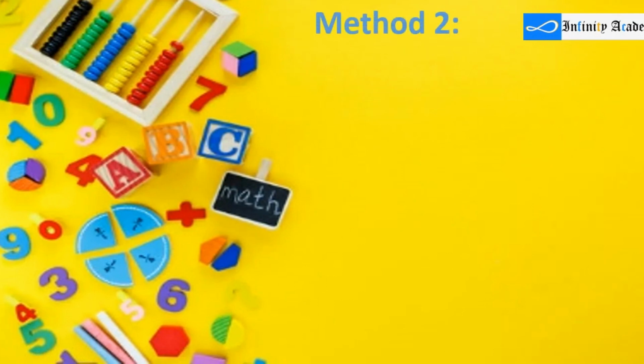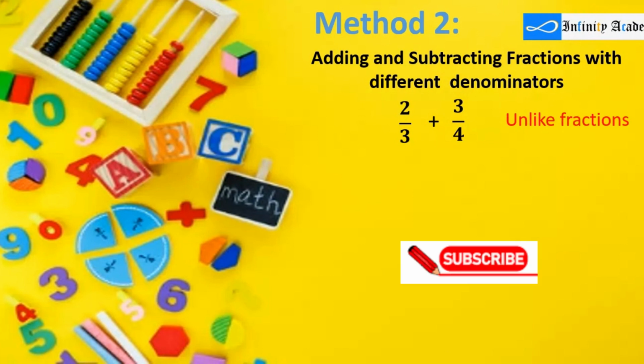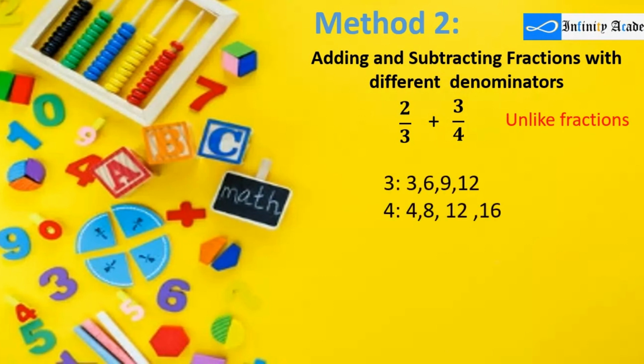Now look at method number 2: adding and subtracting fractions with different denominators. Now look at this example, 2 by 3 plus 3 by 4. As you can see, these fractions have different denominators and we call these kind of fractions unlike fractions. Now let's start the solution. As the denominators are different, that are 3 and 4, we will write a few multiples of both the numbers and then circle the common multiple. Here you can see that the common multiple of 3 and 4 is 12. So we are going to circle 12.